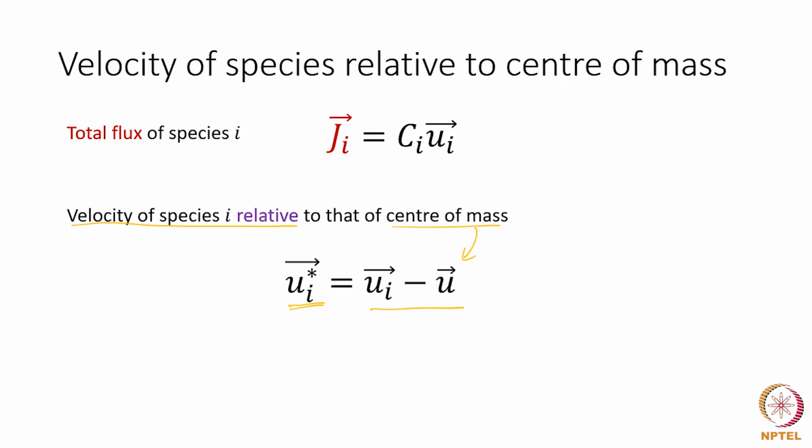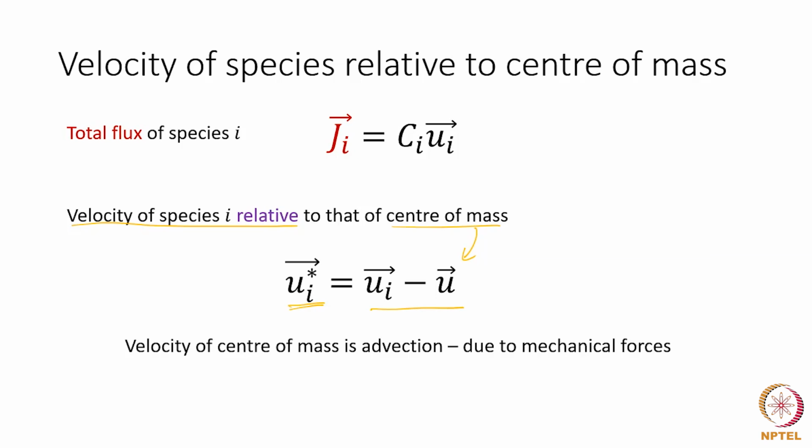Whatever the difference is, it means that if all the species were moving along with the center of the mass, then you basically have ui star as 0, and sometimes it is not so. The reason why it is not so is something that we are going to use while coming up with the constitutive relationship. The velocity of the center of the mass is what we refer to as advection, and it is due to the mechanical forces. That is the same reason why the fluid will flow, namely the pressure gradients.